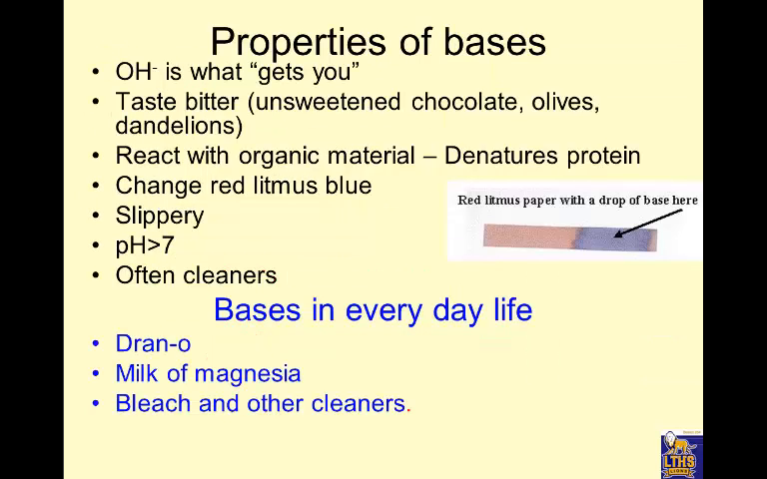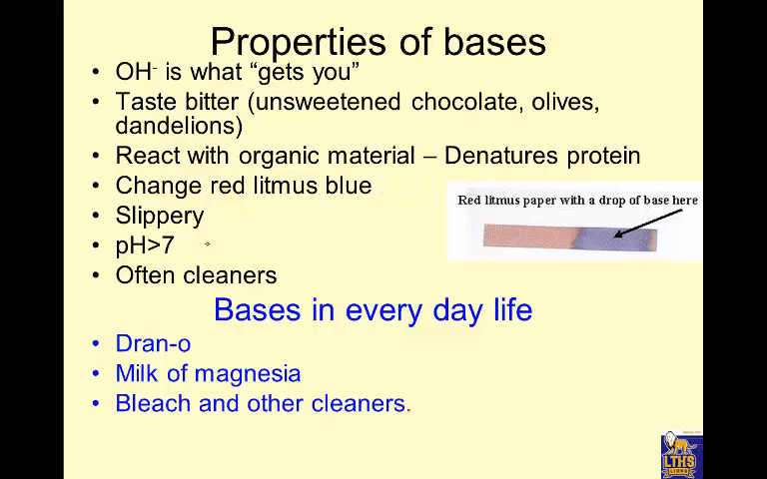Okay, what about bases? OH minus is what gets you. The part of a base that gets you is the hydroxide, or OH minus. They taste bitter. You might have tasted it in unsweetened chocolate, olives, and of course dandelions. What do bases do? They react with a lot of organic material by denaturing protein. Bases change red litmus paper to turn it blue. That's the opposite of acids. So red to blue, base for you; blue to red, acid.